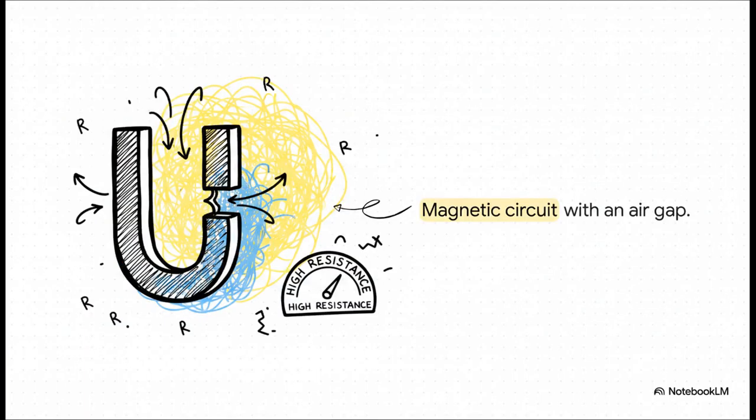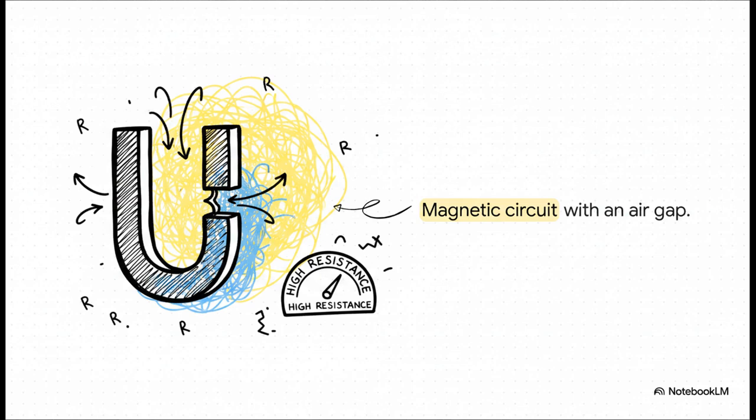But let's be real. To make things actually move, we have to break that perfect solid loop. You obviously can't have a rotating motor if the spinning part is solidly welded to the base, right? We have to introduce an air gap. And adding that air gap introduces a massive amount of reluctance. It's so high that the gap basically dominates the entire system.